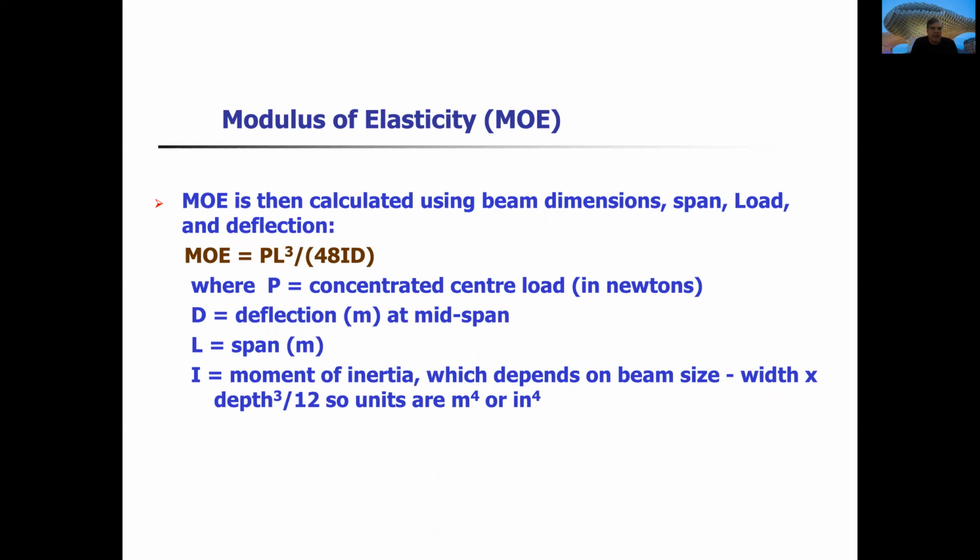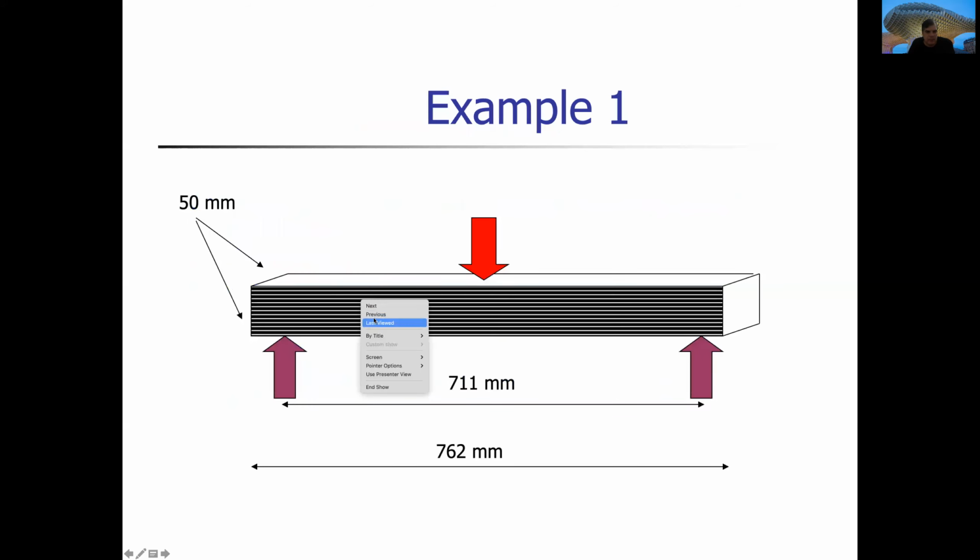In order to calculate the modulus of elasticity of any piece of wood, we need to understand what are the beam dimensions, the span, the load, and the deflection. This modulus of elasticity depends on the material that we're using, and the formula is P, that is the load, multiplied by L, that is the span. The span will need to be raised to the power of 3 because it's an important number, and it will be divided by a number that is a constant, 48. Let me go back, I'm sorry.